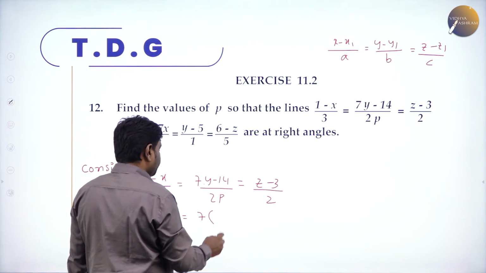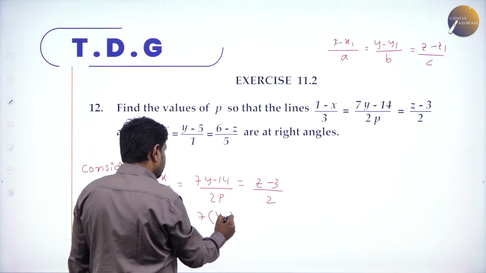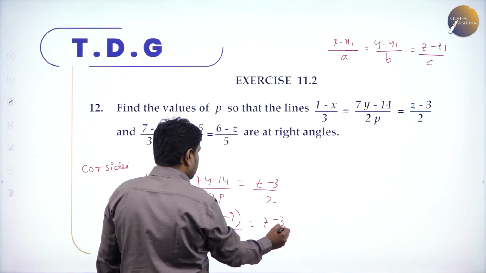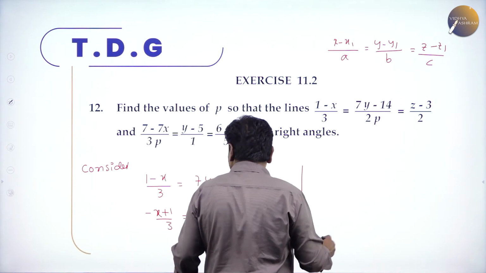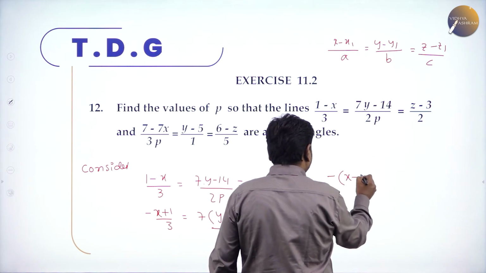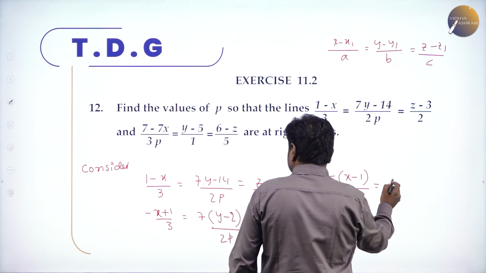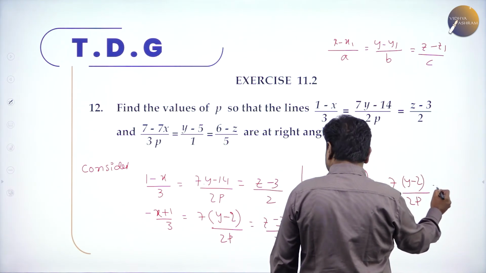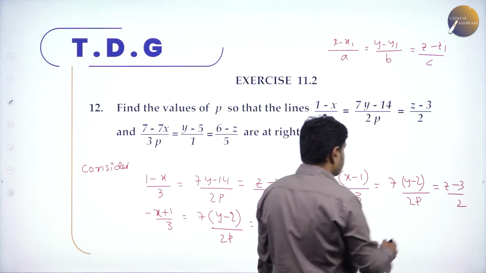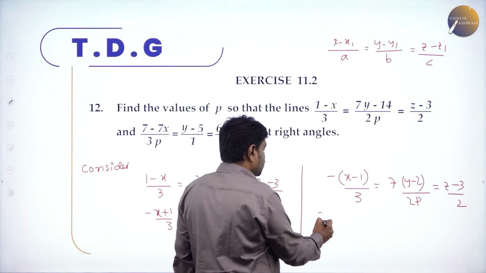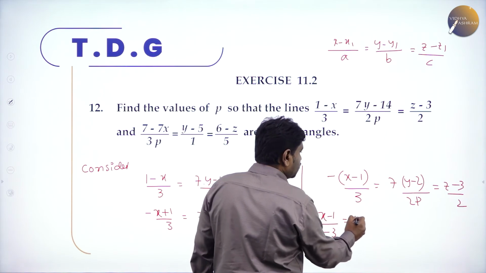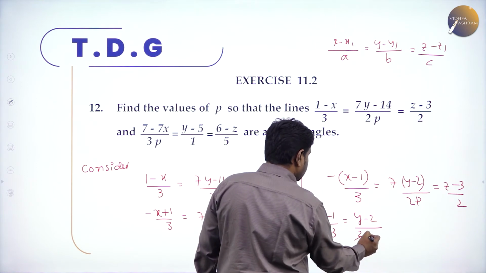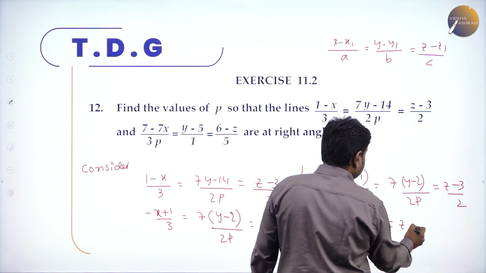I'll take 7 common. So it will become (y minus 2) by 2p. Then this is z minus, this is in standard form. Now further I am simplifying. I'll take minus common. If I take minus common, it will become (x minus 1) by 3. So that is 7 into (y minus 2) by 2p is equal to (z minus 3) by 2. This is the line. So I'll write this as (x minus 1) by minus 3, (y minus 2) by 2p by 7, and (z minus 3) by 2.